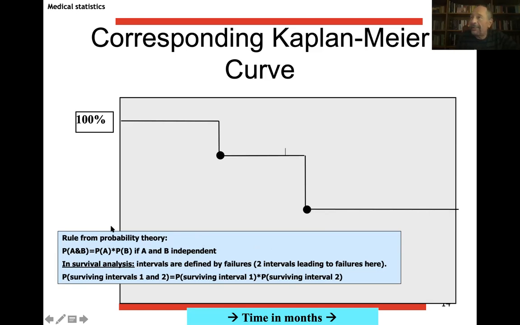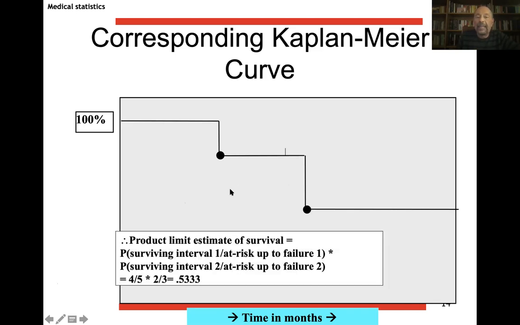Now, the probability, as I told you before, the probability of survival total will be the product of PA and PB, okay? And in this specific case, if you look at the data, we had five patients. So for the first interval is 4 divided by 5. And for the second interval, when you also have one patient censored, so you only have 3 at risk, you will have 2 divided by 3. And this means that this survival is 0.53. Okay, I think it's very easy.